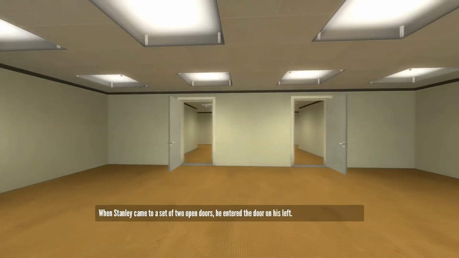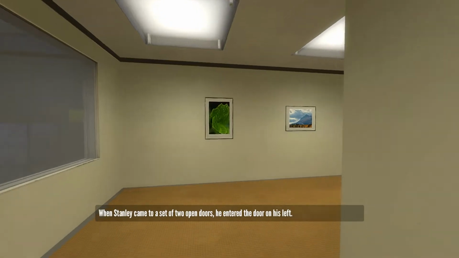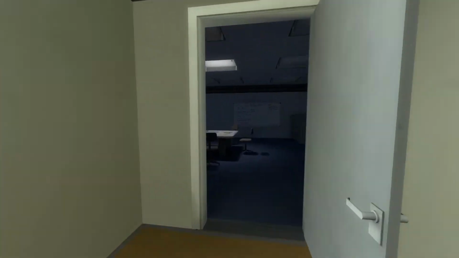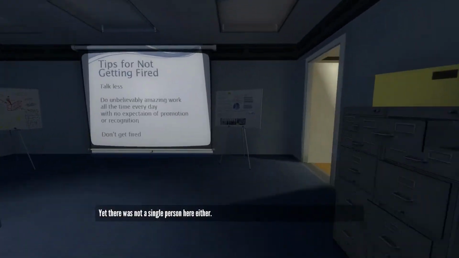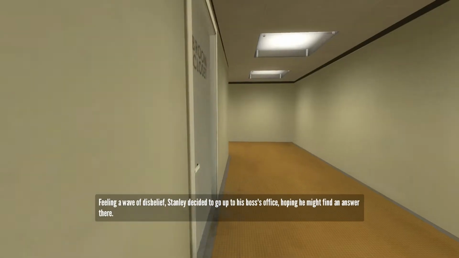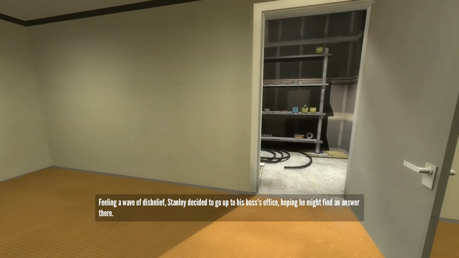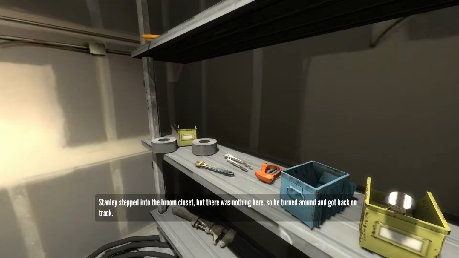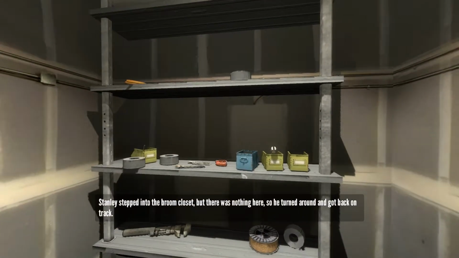When Stanley came to a set of two open doors, he entered the door on his left. Yet there was not a single person here either. Feeling a wave of disbelief, Stanley decided to go up to his boss's office, hoping he might find an answer there. Stanley decided to go into the broom closet. Stanley stepped into the broom closet, but there was nothing here, so he turned around and got back on track.